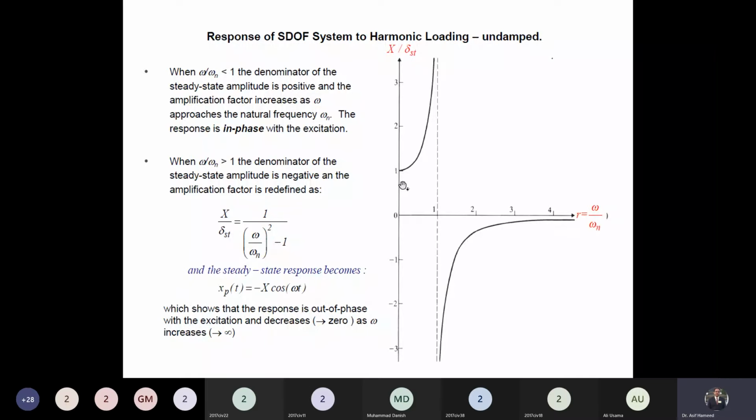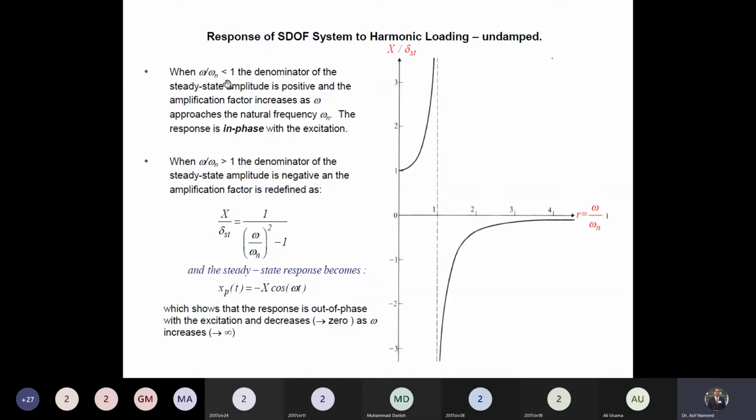When omega over omega n is less than 1. Omega n for a particular system is a constant value. If you change the system, then omega n will be different. Otherwise, for a particular system, omega n is a single value. But we can change the omega values. So with the change in the omega to omega n ratio, how will the amplification factor change?